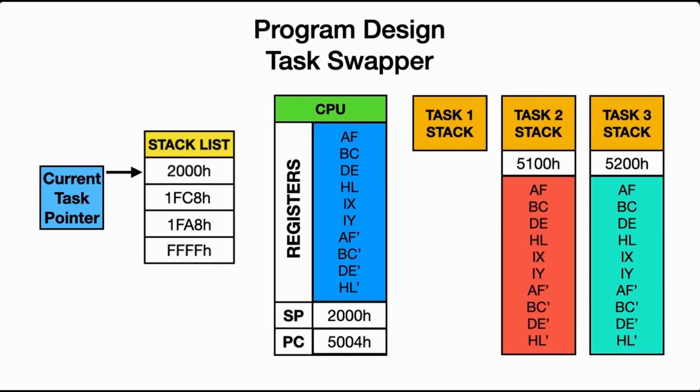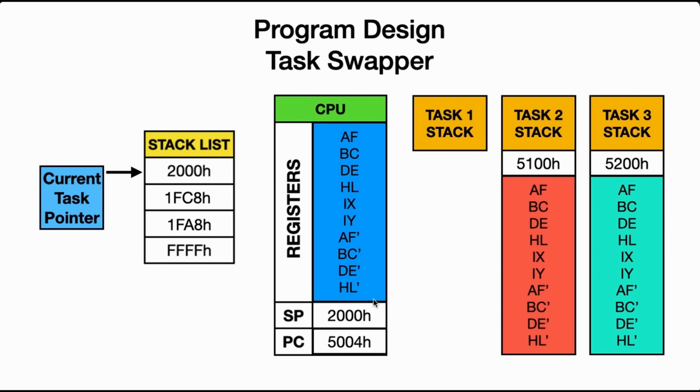The most important routine in this program is when the interrupt occurs to swap the tasks. And this is kind of the overview of what I plan to do. I'm going to have a pointer that points to a list of stacks. Now these addresses here are the stack address for each task. The CPU over here has got task one currently executing. It's got various registers going, stack pointer, and the program counter.